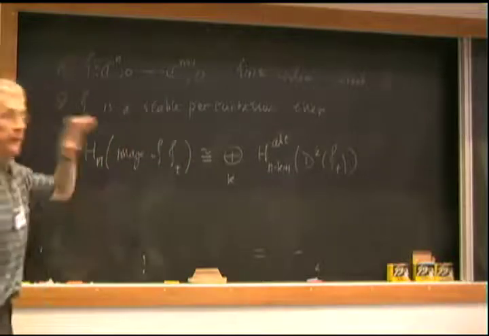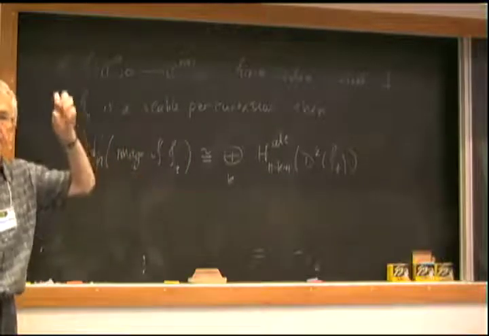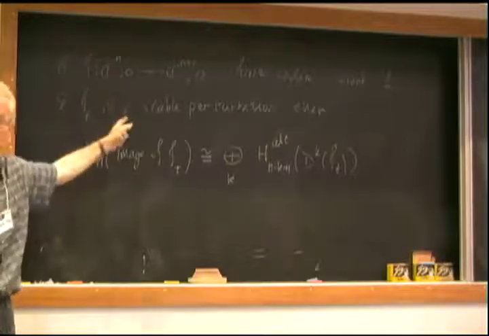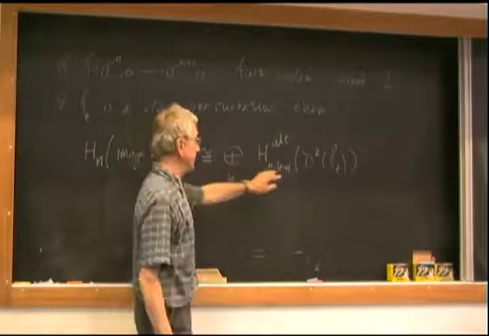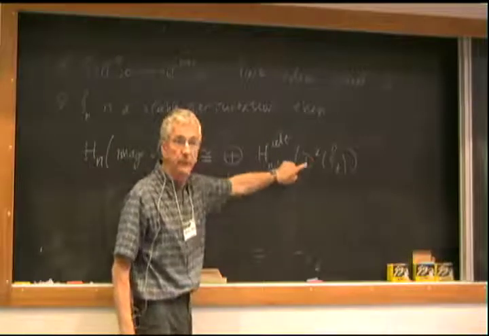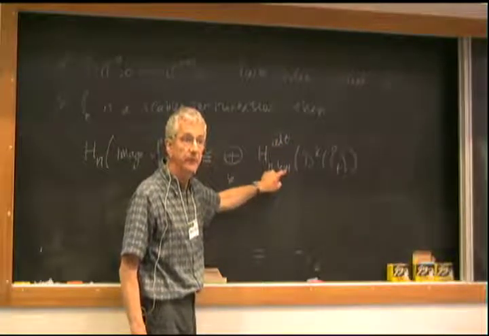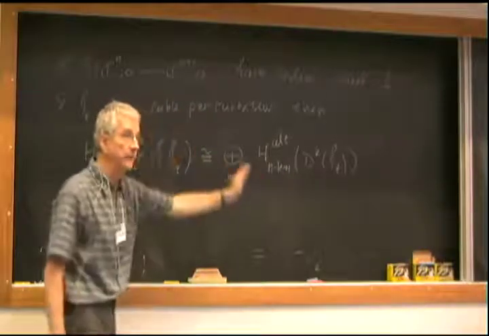So, in fact, the alternating homology of each of these multiple point spaces contributes, just as we saw in this example. We saw H1 of D2 and H0 of D3 contributing to the homology of the image. But there's a general statement here.